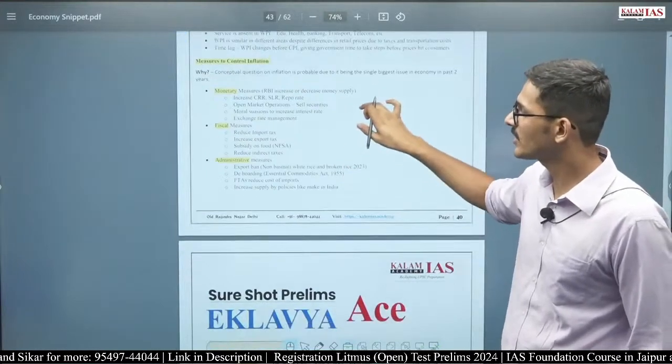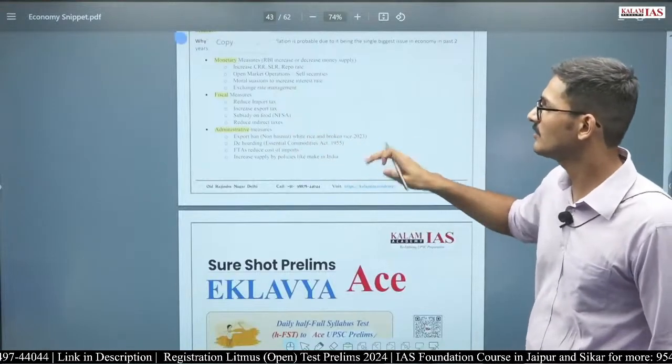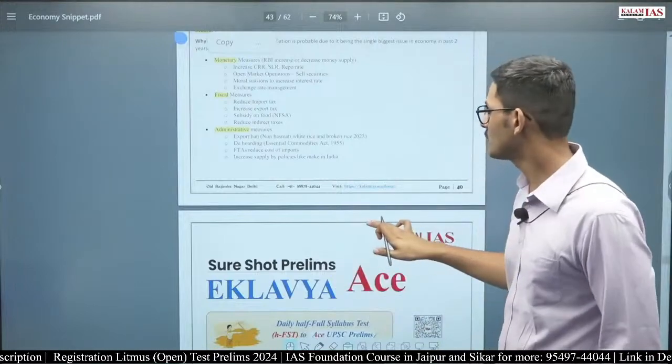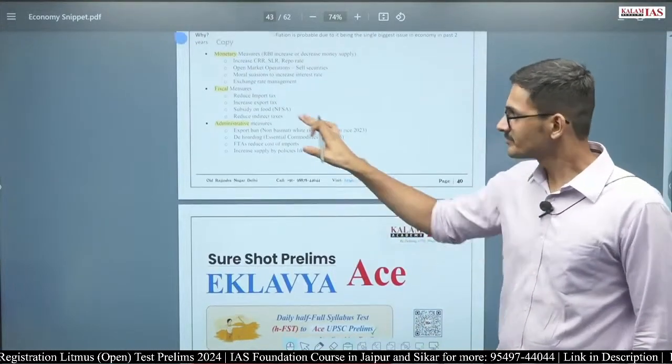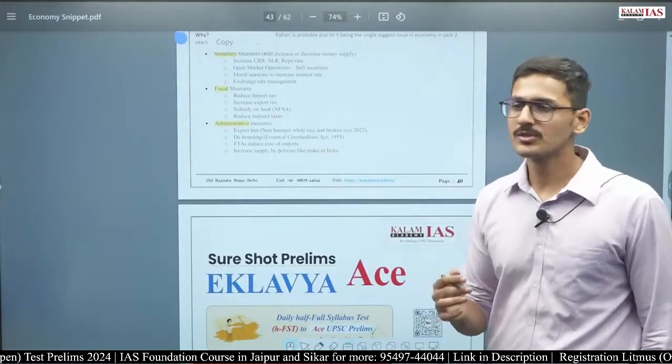Fiscal measures are also taken. For example, the Ministry of Finance will reduce import tax or increase export tax. They will also provide subsidy to suppress the impact of inflation on the pockets of the poor people. They might reduce indirect taxes also. GST might also be reduced to reduce the prices of goods and services.